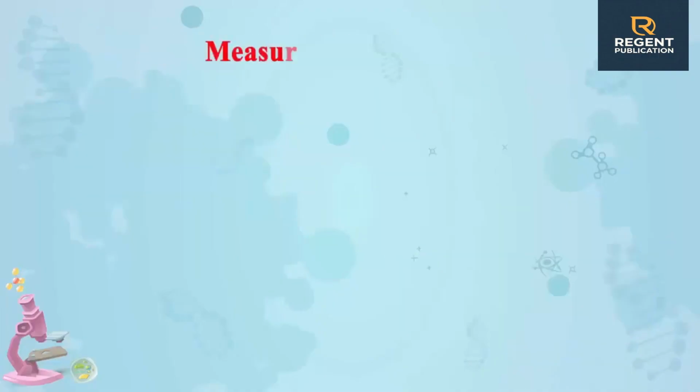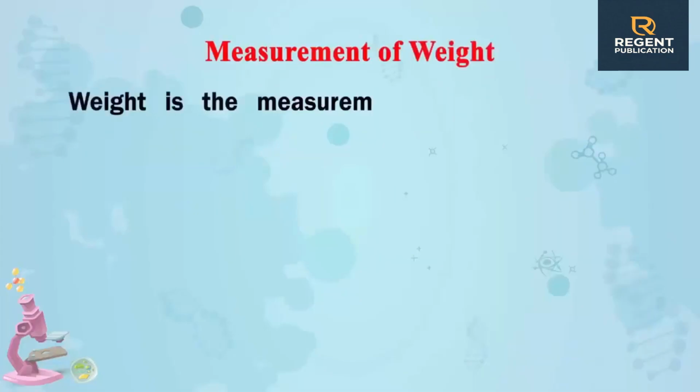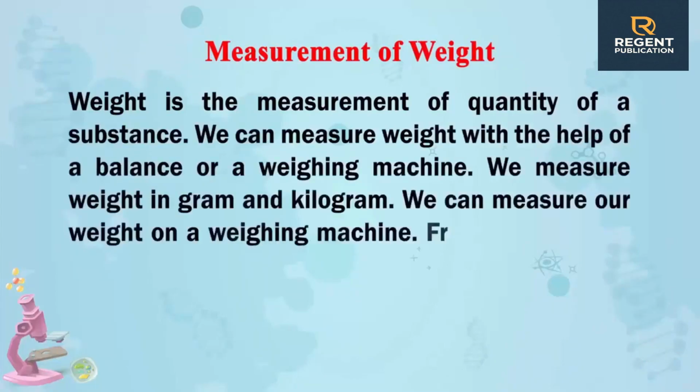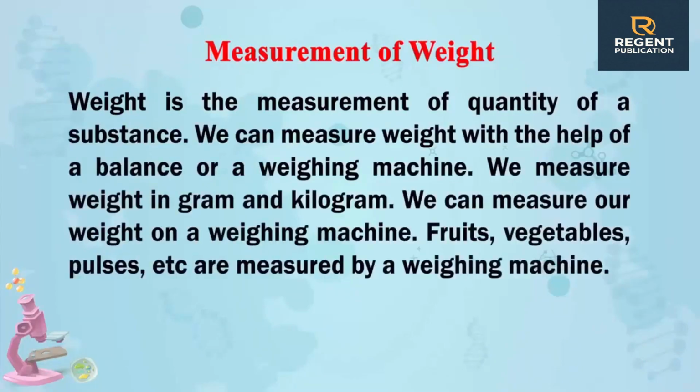Measurement of weight. Weight is the measurement of the quantity of a substance, and we measure weight with the help of a balance or a weighing machine. We measure weight in gram and kilogram. We can measure our weight on a weighing machine. Fruits, vegetables, pulses, etc. are measured by a weighing machine.